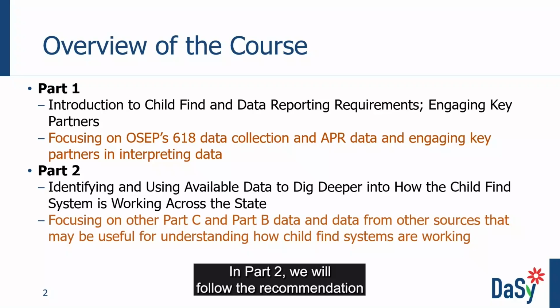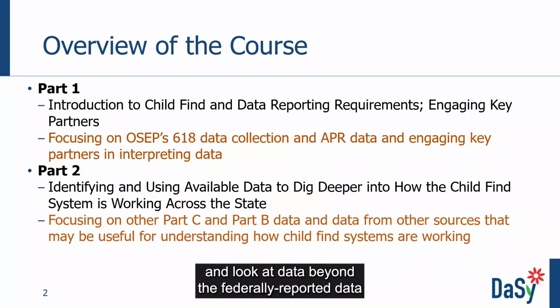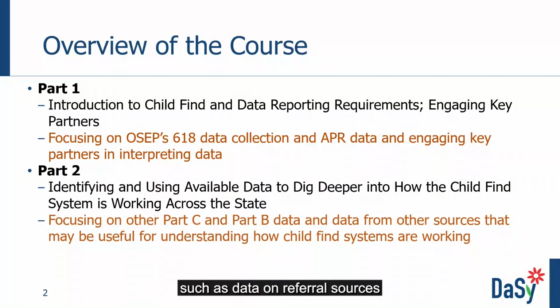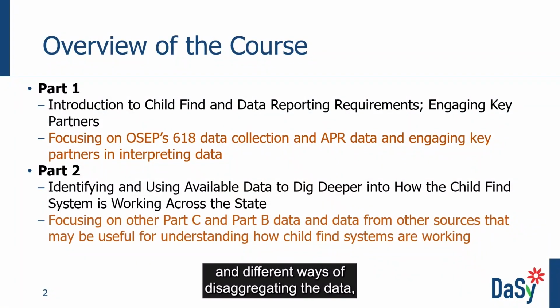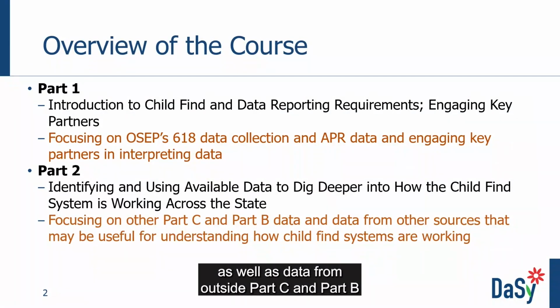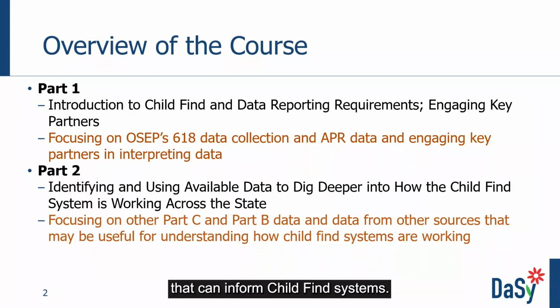In part two, we will follow the recommendation of the GAO report that was released in October 2023 and look at data beyond the federally reported data that could be useful in examining how child find systems are working. We'll talk about other data that Part C and Part B have that could be useful, such as data on referral sources and different ways of disaggregating the data, as well as data from outside Part C and Part B that can inform child find systems.